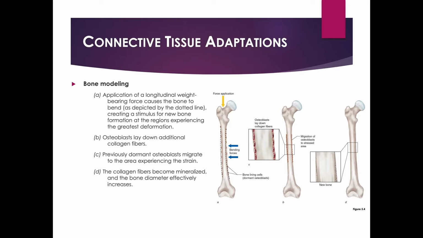And so as you train, force is being applied. Think of gravity pushing down, weight pushing down, or whatever the case might be. It causes the bone to bend, as depicted in the dotted line, creating a stimulus for new bone formation at the regions experiencing the greatest deformation. Osteoblasts lay down additional collagen fibers. Previously dormant osteoblasts migrate to the area experiencing the strain, and then the collagen fibers become mineralized, and the bone diameter effectively increases.